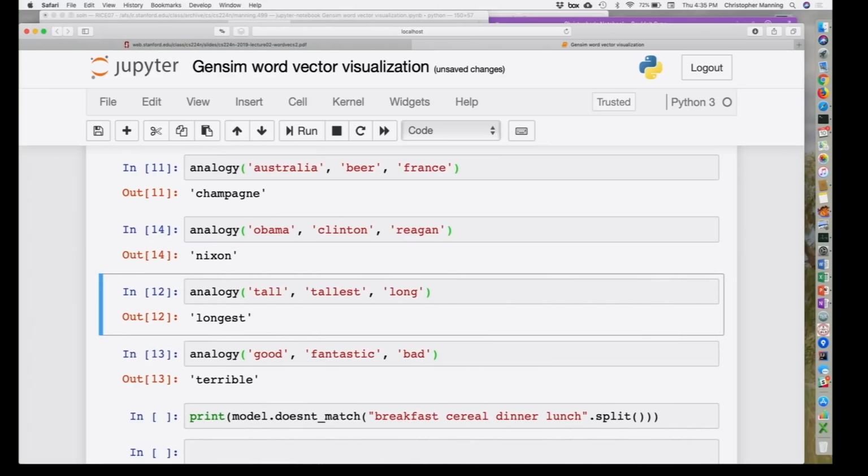Now, one thing you might notice at this point, and this is something I want to come back to at the end, is that there's a problem because Clinton is ambiguous. There's Bill and there's Hillary.